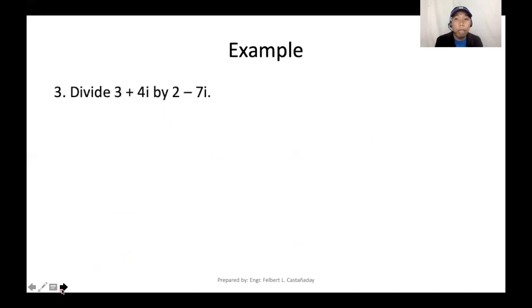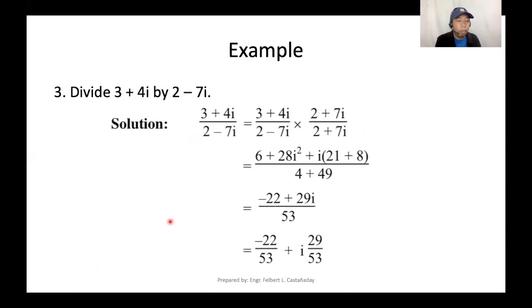And finally, for the division of these complex numbers, you divide 3 plus 4i by 2 minus 7i. What we will do here is to multiply this quotient by, of course, the conjugate of the given complex number. In this case, this is 2 minus 7i. So you multiply the numerator by 2 plus 7i, the same with the denominator, 2 plus 7i. The idea here is that if you multiply the complex number by its conjugate, the denominator will be the sum of the squares. So 2 squared is 4, 7 squared is 49. So real part yung nasa denominator.